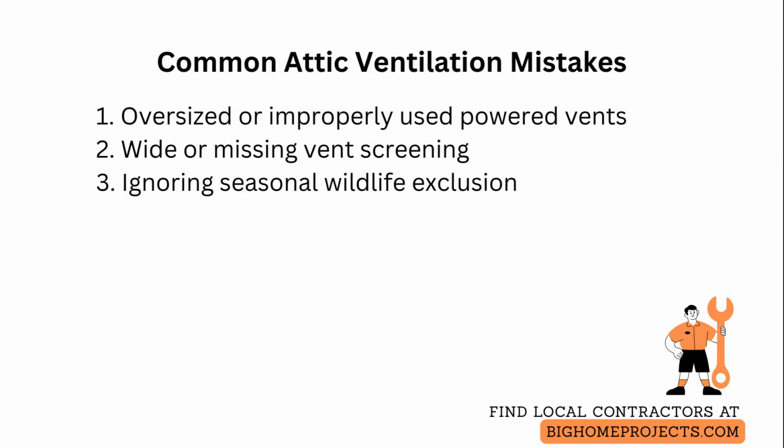The correction is to fit fine metal mesh at all exterior vent openings and ensure edges are fastened to prevent lifting. A third issue is failing to plan for wildlife exclusion related to seasonal behaviors of birds and bats. The right approach is to install one-way exclusion devices or netting during non-breeding seasons and follow local wildlife regulations while sealing entry points after exclusion.